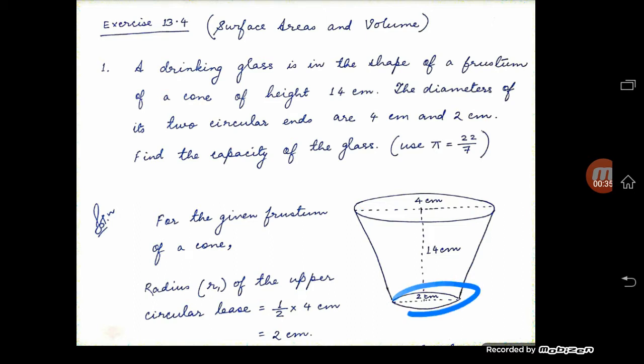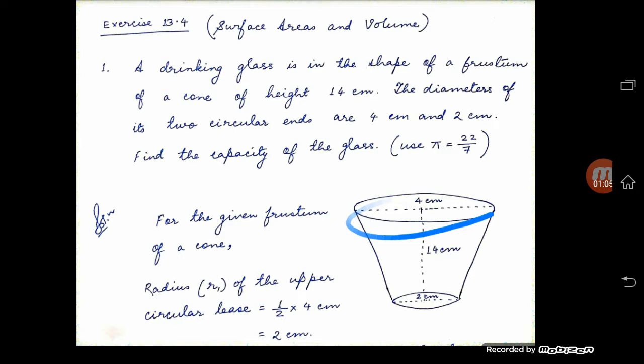The height of this figure is given as 14 centimeter. The diameter of the two circular ends are 4 centimeter and 2 centimeter. The bigger circle diameter is 4 and the smaller circle diameter is 2 centimeter. So you are given these conditions. So what you have to find? You have to find the capacity of this glass. That means you have to find the volume of this frustum of the cone.